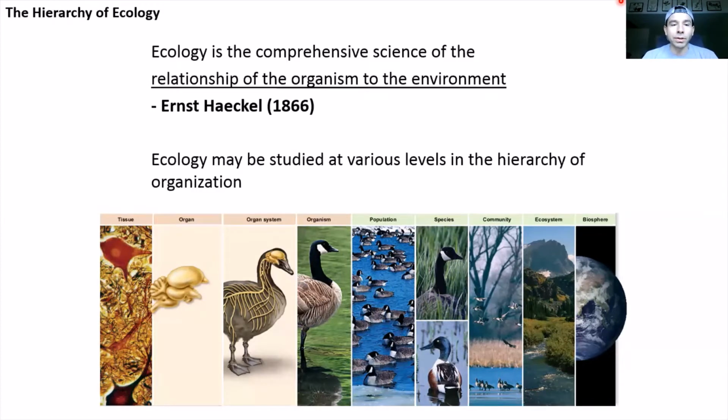Ecology may be studied at various levels in the hierarchy of biological organization. So this figure, for example, shows a hierarchy from tissue all the way to the biosphere. It's not complete because we know that even on this side of the hierarchy, there are more levels. For example, there's cellular and even subcellular, like organelles, and even smaller than that, there is molecular biology. And maybe there's even a level higher than the biosphere if there happens to be life outside of Earth. But generally, ecology goes from organisms to the biosphere. Today, we're really just going to focus on population ecology for most of this lecture.